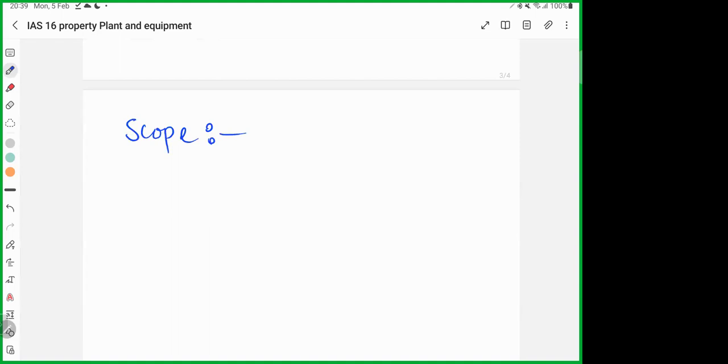Scope. What we will discuss in PPE, or in other words, accounting for property, plant and equipment, under this heading, what we will discuss. Before that, you should understand the meaning of scope. Scope means, with regard to the standards, what areas this particular standard will cover.